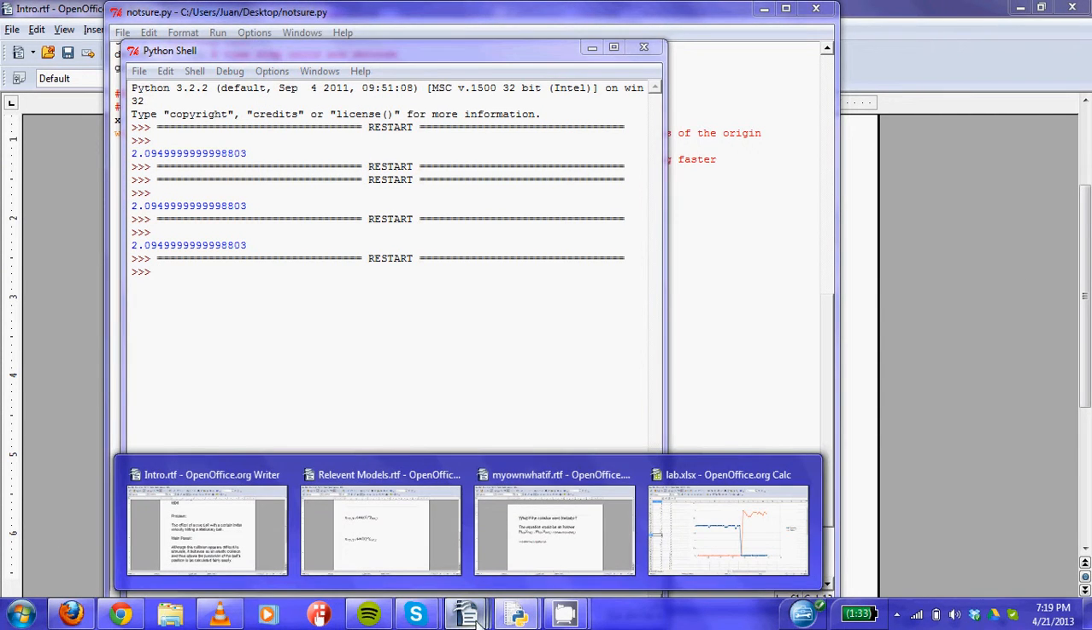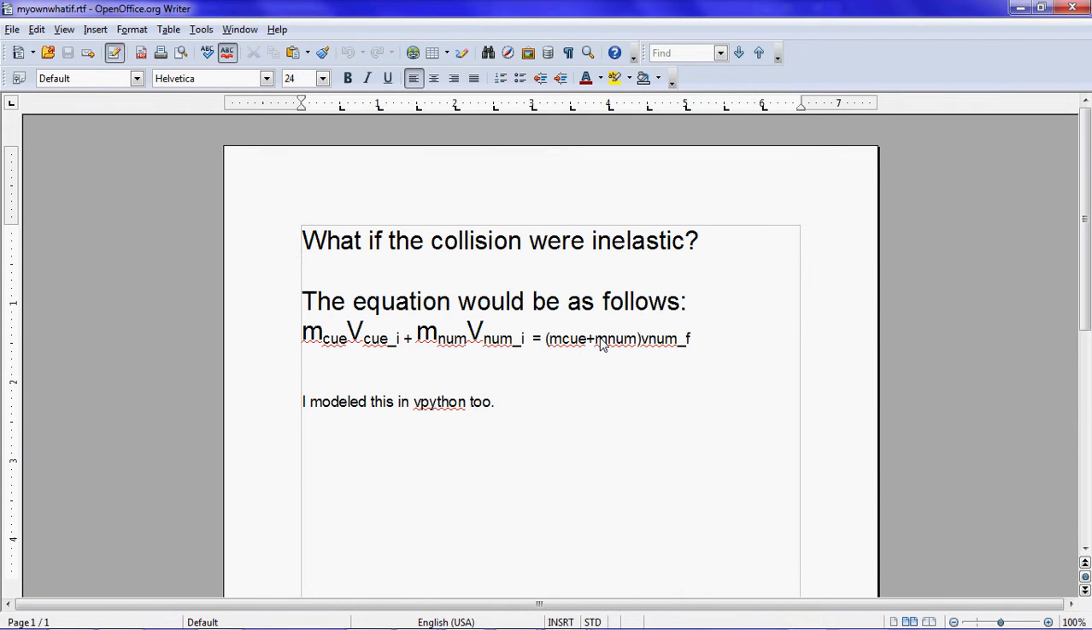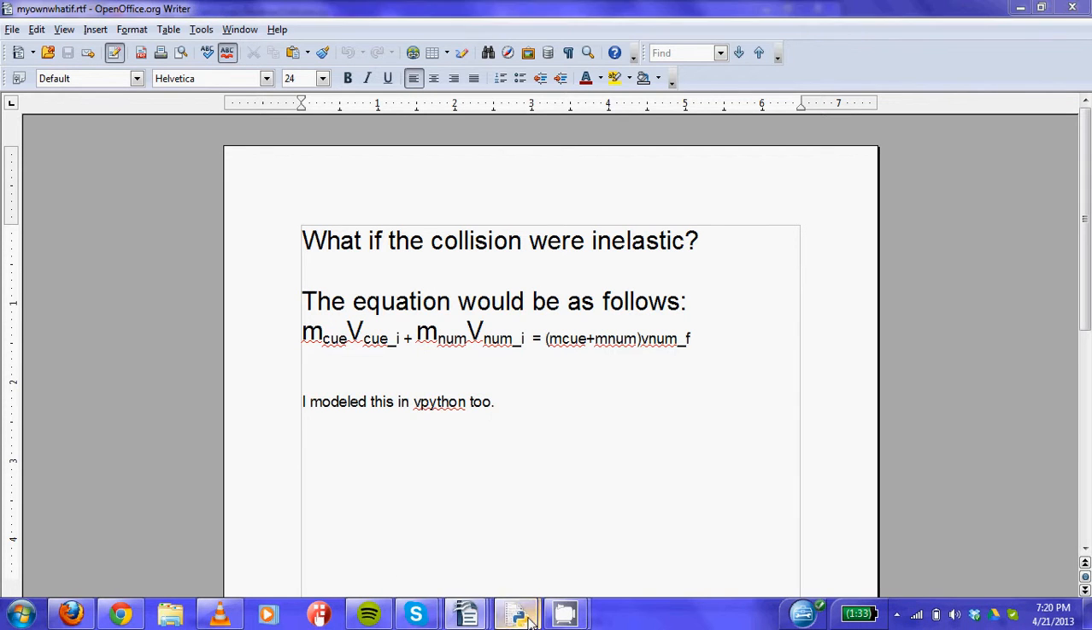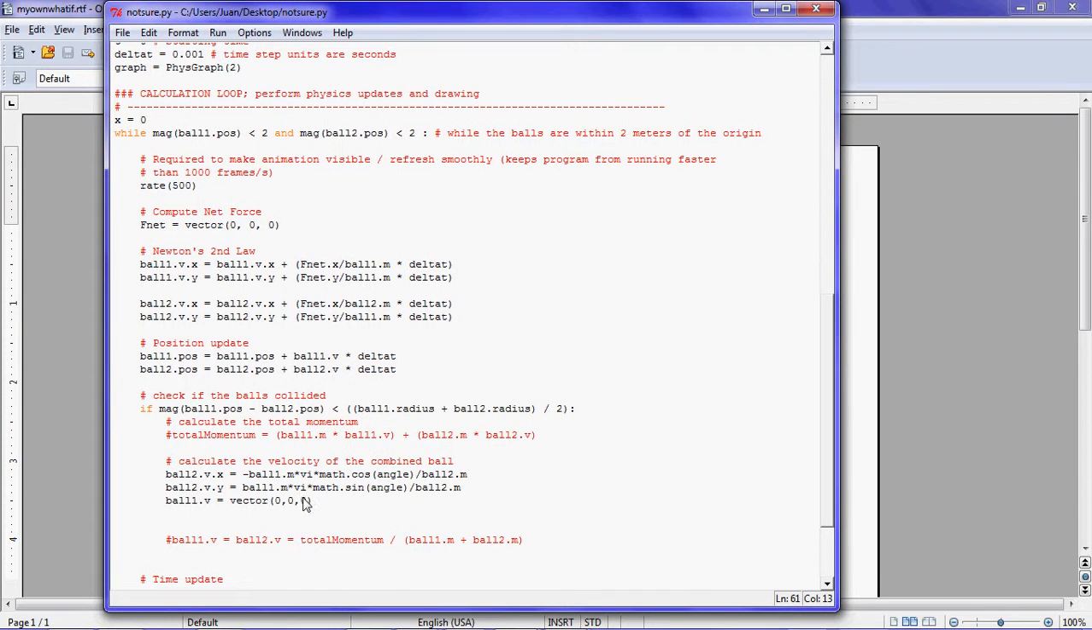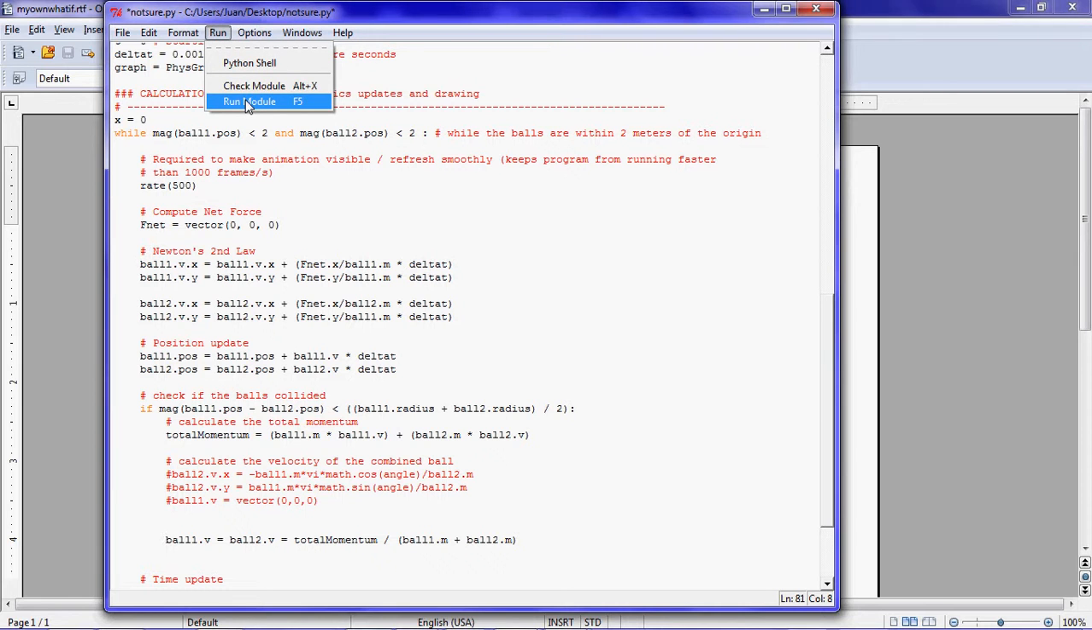So now that I modeled that, I want to see what it would look like if the collision were inelastic. So I would just change my equation a little bit, which I already did in my Python code. And I made a total momentum variable, set that equal to ball's mass and velocity plus ball 2 mass and velocity. And then just edit these out. And ball dot velocity equals ball 2 dot velocity, which is total momentum over the total mass. See how that changes everything.